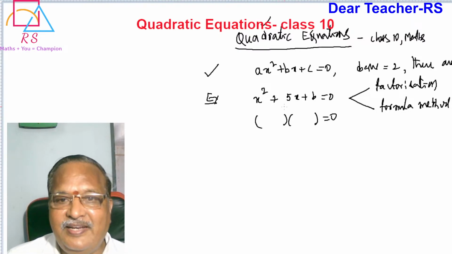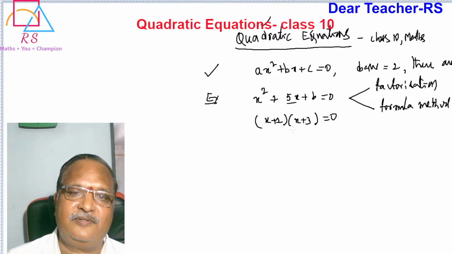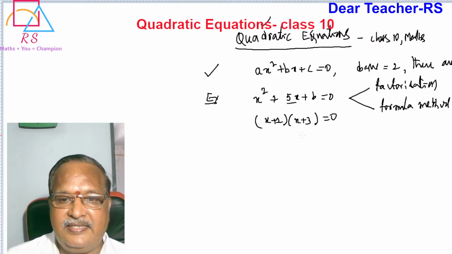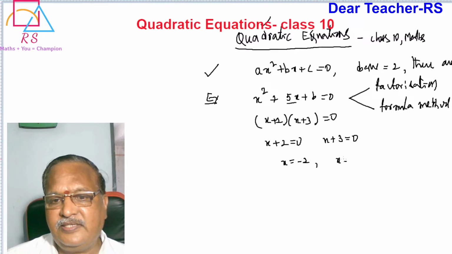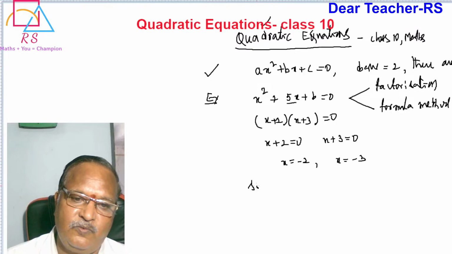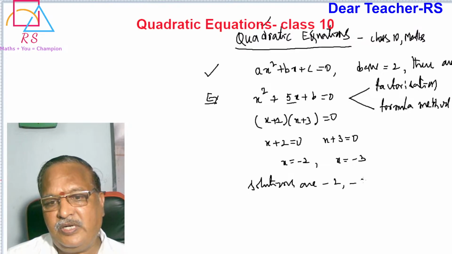Because I have given a simple question here, you have to split the middle term and then you will get the factors. I'll write directly. x plus 2, x plus 3 are the factors. So now you factorize it, and then x plus 2 is equal to 0, send x plus 3 that side, or you send x plus 2 that side, x plus 3 is equal to 0. So x is equal to minus 2 and x is equal to minus 3. So here we got the solutions. So solutions are minus 2 and minus 3.